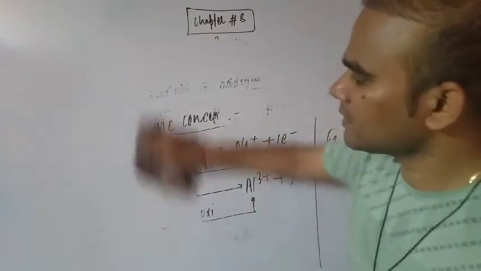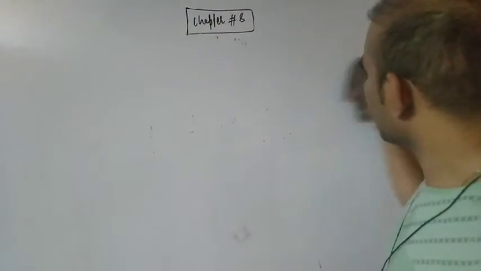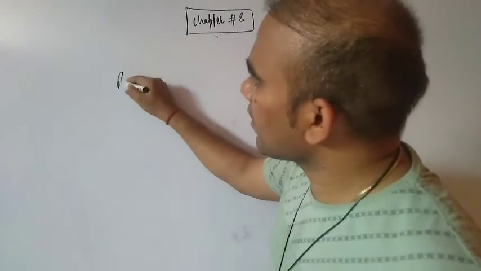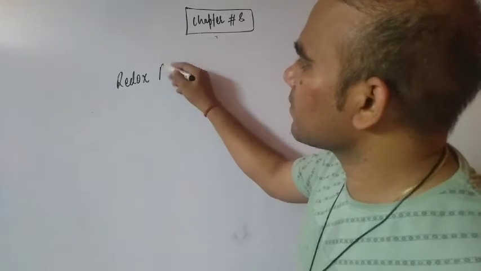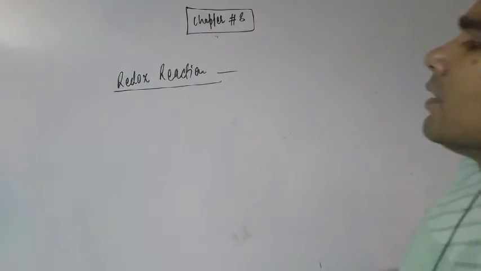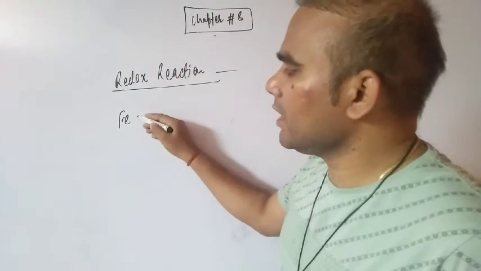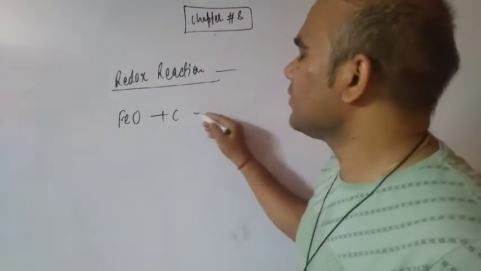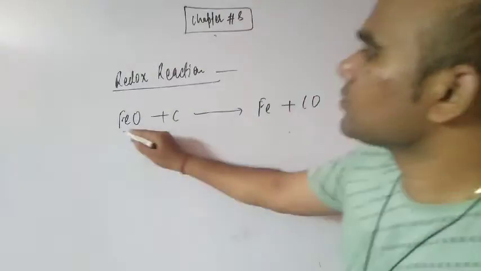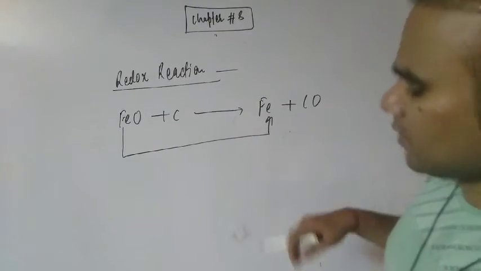Now let us try to understand redox reaction, dear students. So here we are going for the redox reaction. Already we have the old and new concepts, both we are going to use to understand the redox reaction. Suppose, dear student, I am having FeO and we are treating it with carbon, so it is converting into Fe plus CO. So here, FeO to Fe, loss of electron is there, loss of electron.